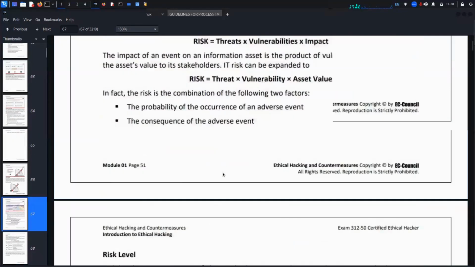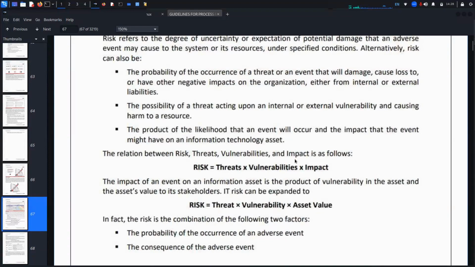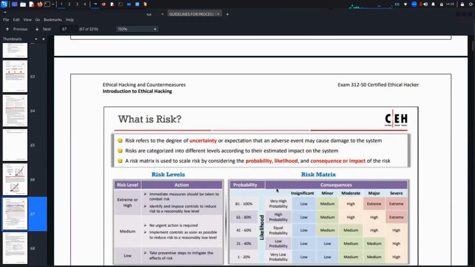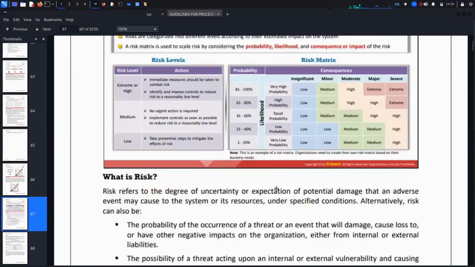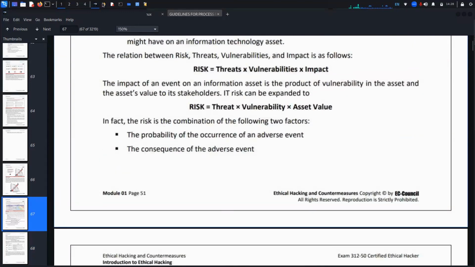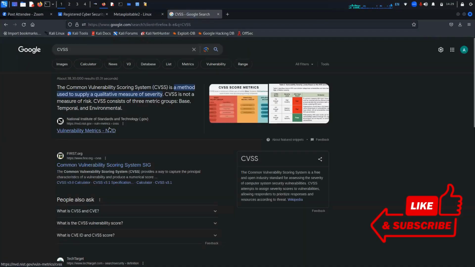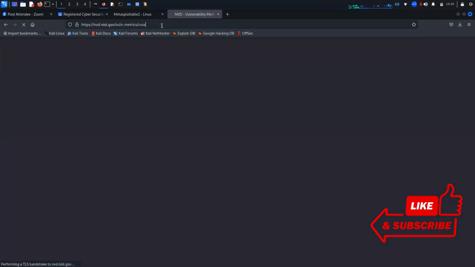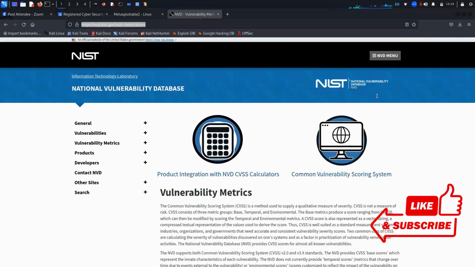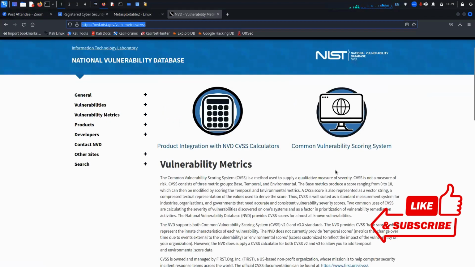Now, risk is nothing but a mathematical equation of threats multiplied by vulnerabilities multiplied by impact, right? Threat can be defined by the probability, likelihood, risk, whatever it might be. Vulnerability has a score in itself that we call CVSS score. So if you go on to Google and just type in CVSS, you'll get a calculator. I'll paste it on chat as well. Keep this handy. This is a calculator that gives risk its numerical value, right?